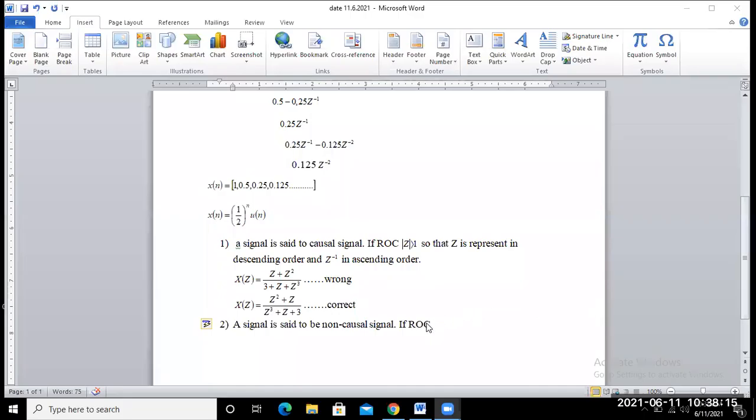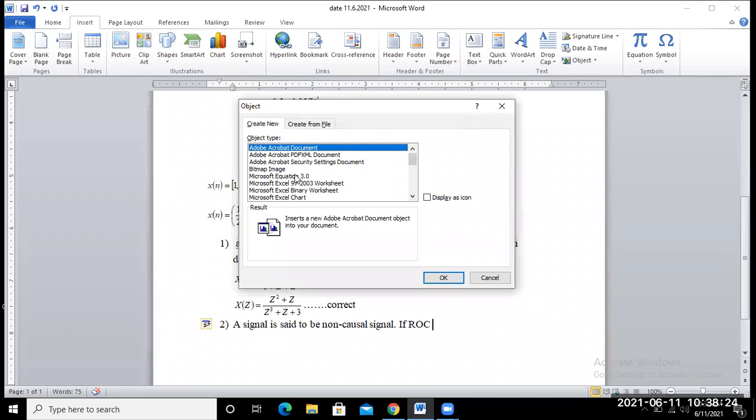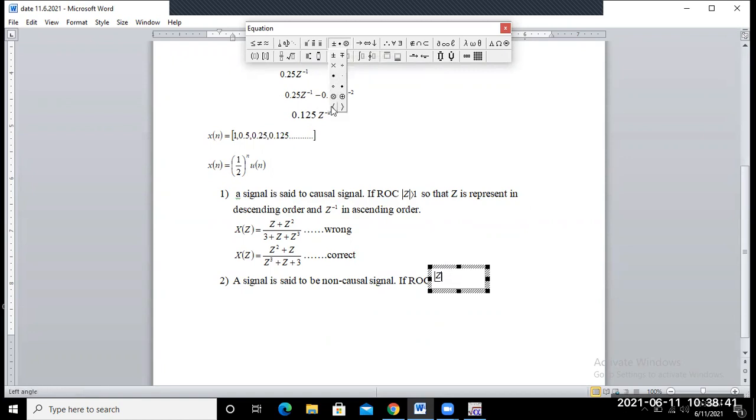Just write here: magnitude of Z is less than 1. Magnitude of Z is less than 1.